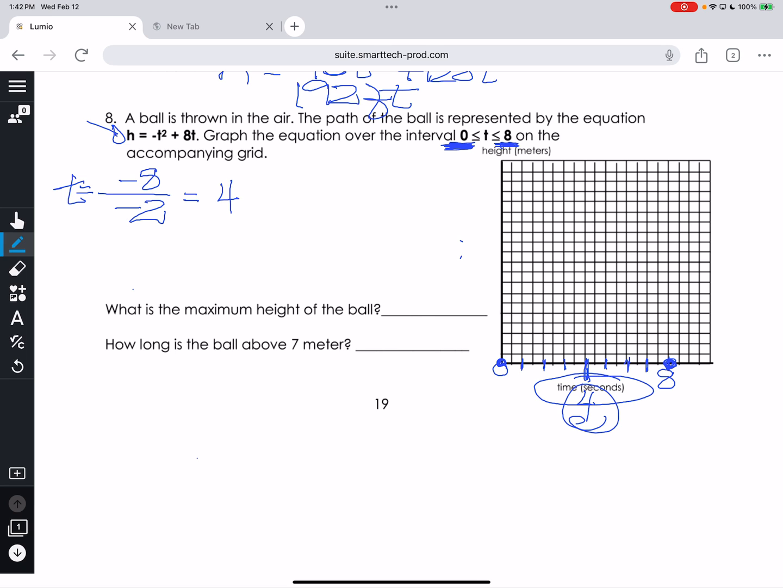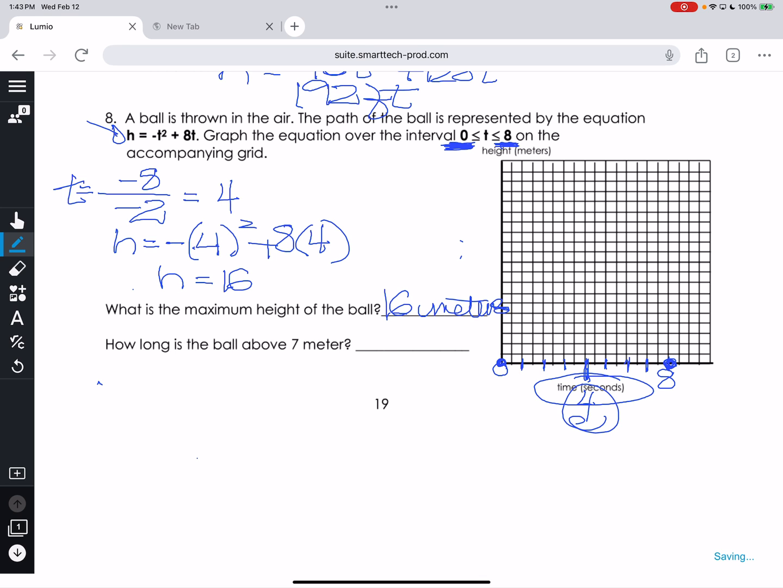But what is the maximum height? Go plug it in. So we'll have height, because that's what we're looking for, equals negative 1, 4 squared plus 8 times 4. And you should have gotten 16. So that's 16 feet. Nope, 16 meters, my bad.